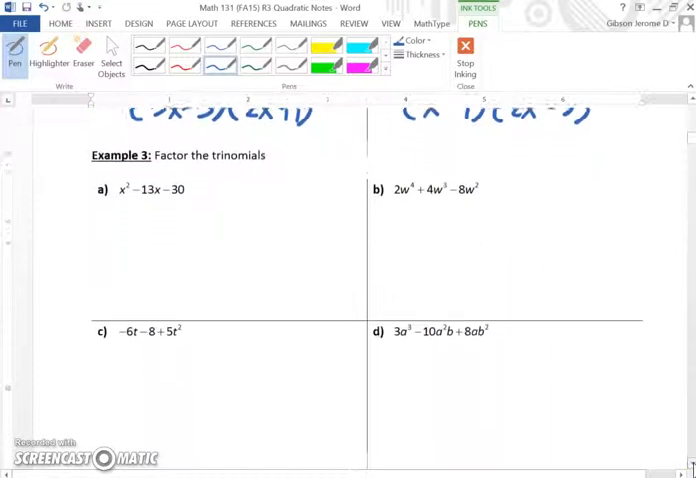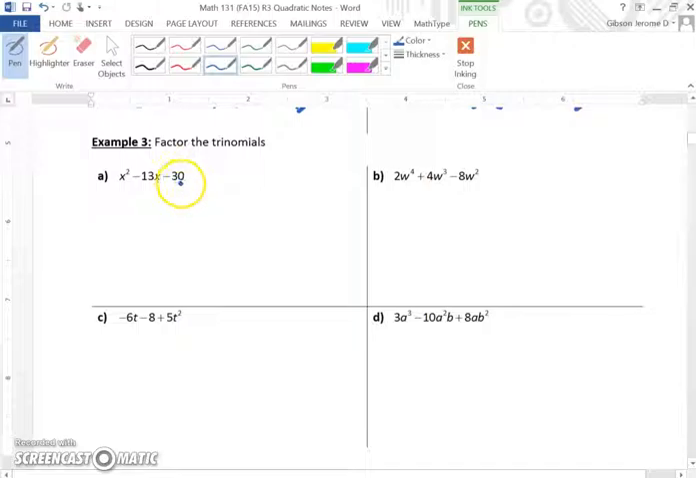Okay, now we go down here to example 3A. Now we have x squared minus 13x minus 30. I told you all before that we need to list this as A, B, and C. But before we list what A is, B is, and C is, we need to see what we can factor out. Do all three of these terms have anything in common aside from positive 1? No, they don't. So now we can factor out our A, B, and C for the trinomial.